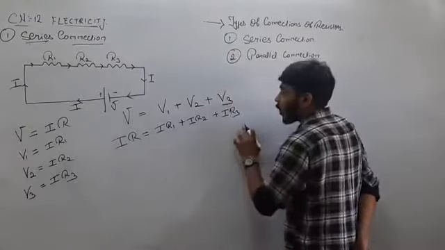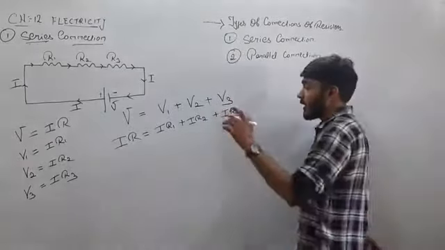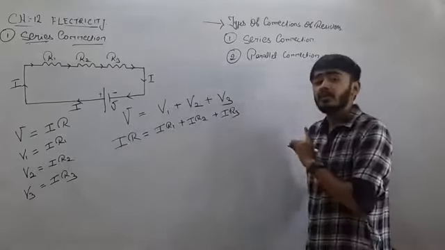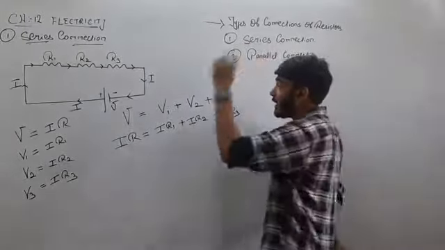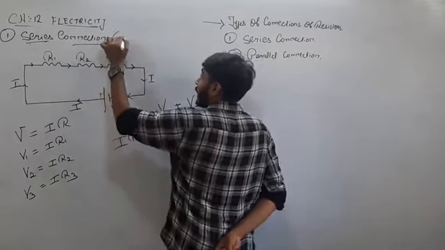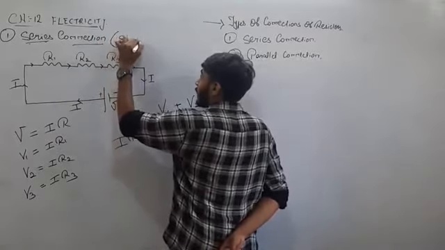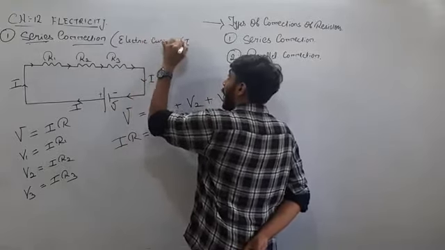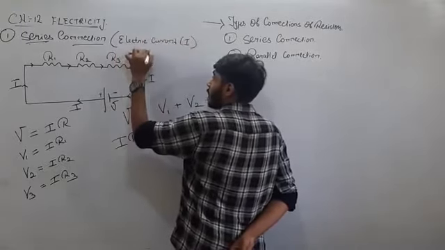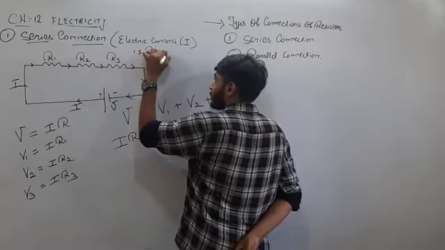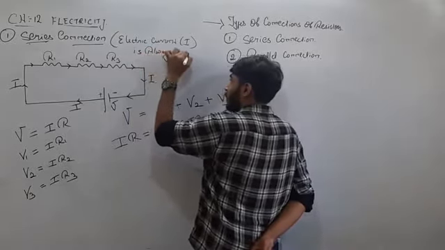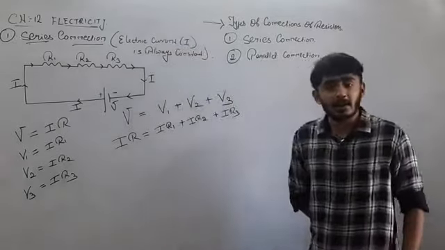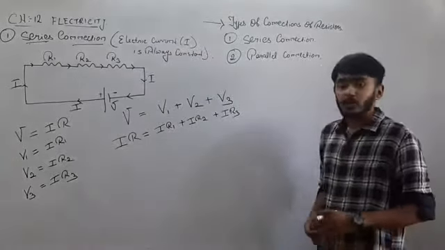Can you see anything common out here? Yes, we have electric current I common everywhere, as that does not change. Remember, in a series connection, electric current I is always constant.